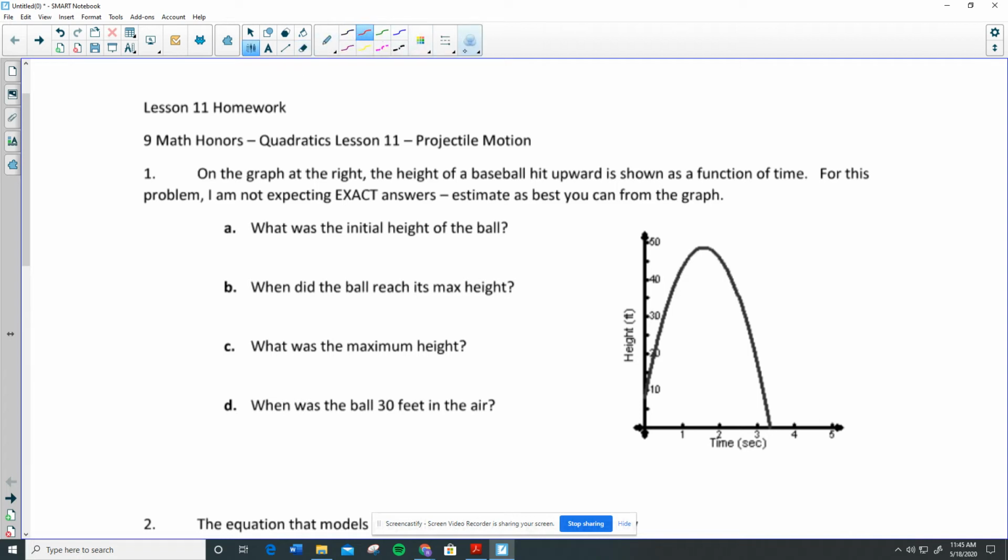Hey guys, wanted to make a very quick video on some common mistakes that I'm seeing happen on the lesson 11 homework. First one is in 1D.